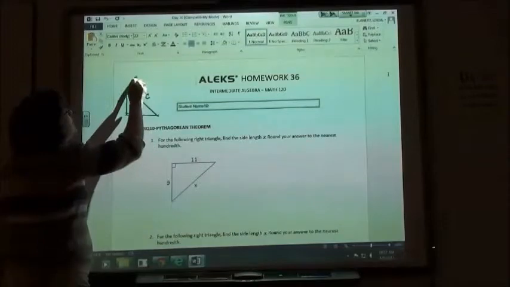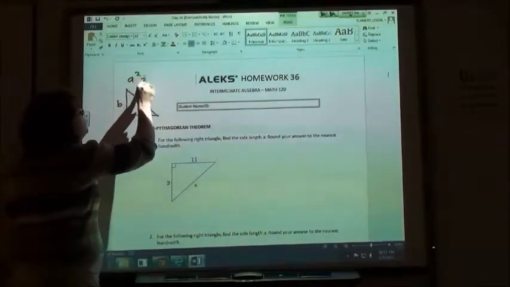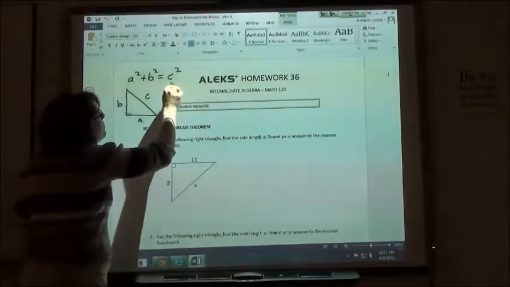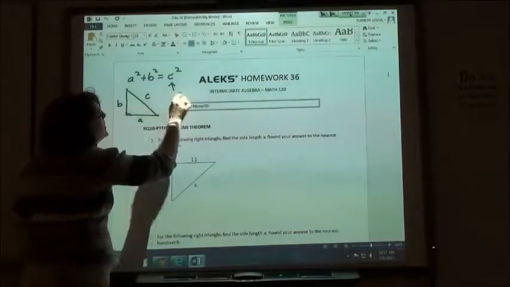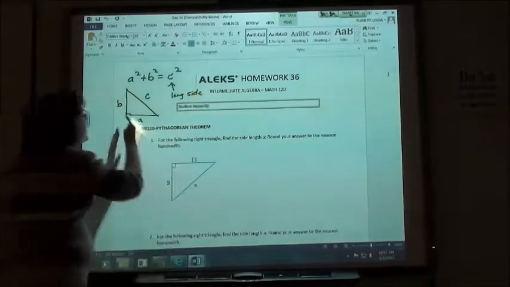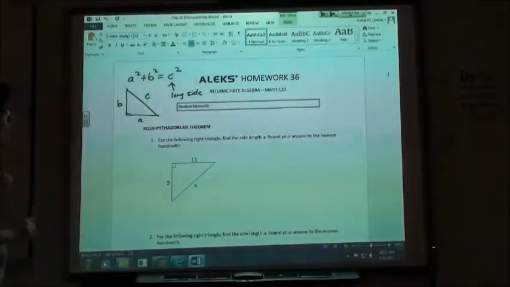So the formula looks like this: A squared plus B squared equals C squared, keeping in mind that C is the hypotenuse. The hypotenuse is the long side. The longest side is always opposite my right angle.